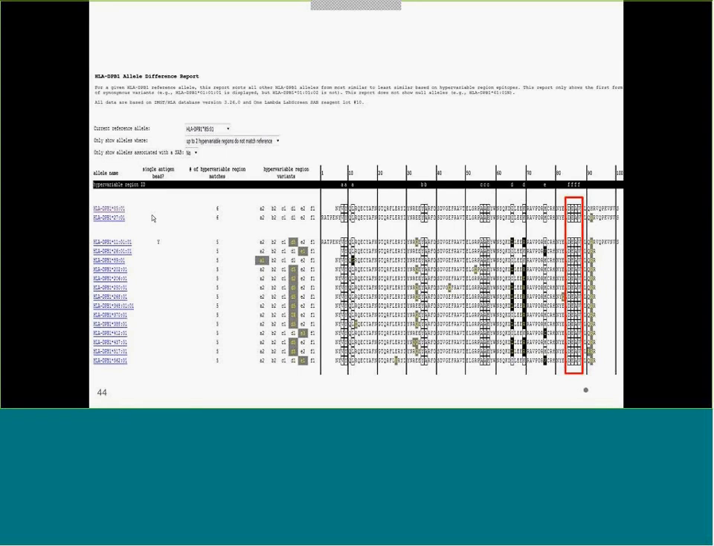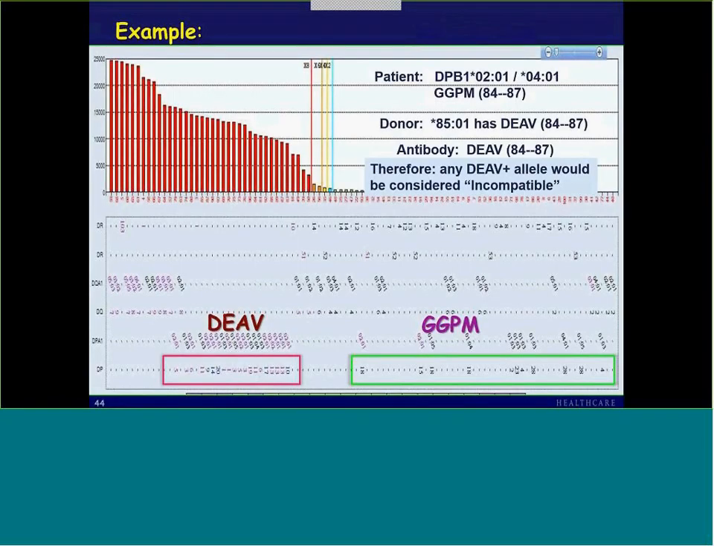And you can see highlighted in red are all of these alleles that are expressing the DEAV hypervariable region F sequence. And then what that would mean to us is every one of those particular antigens would be considered unacceptable for our recipient who had a DEAV antibody. So, going back to that same case, we had a patient who had a DEAV antibody. Our donor, we now know from this simple drop-down menu, has DEAV, and if this were an offer to us, we would now say no.